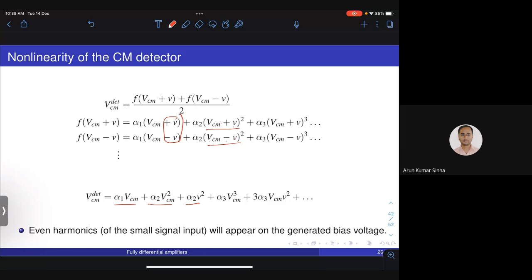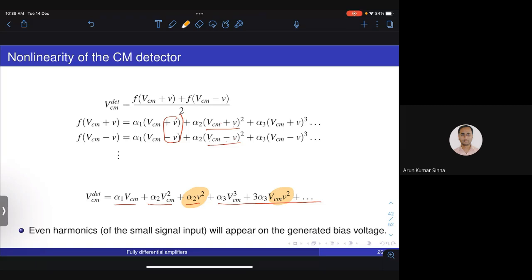Similarly, you can just simplify it. I will not go through all the steps, but you will get basically all the different harmonics of the common mode signal and the AC input differential signal, which is V. If you see this, what sustains at the output is the even order harmonics of the input signal. If you recall, when you have a differential amplifier and you subtract two signals, all the even harmonics get cancelled and odd harmonics remain.